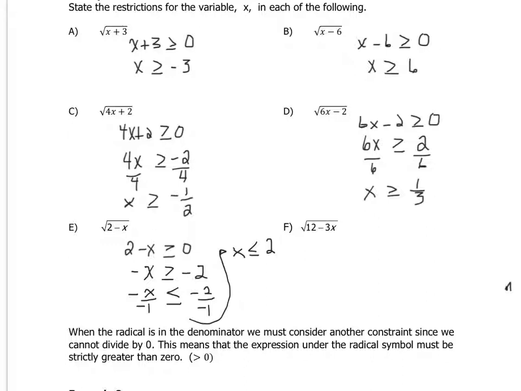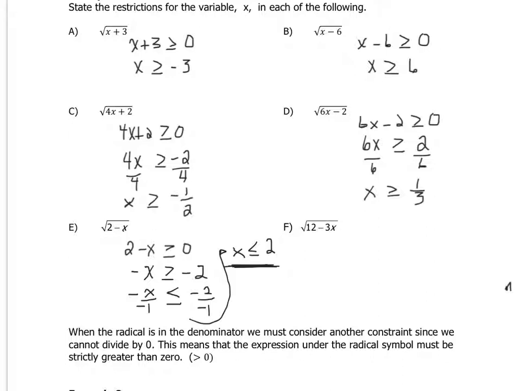And you can check to be sure that that's right by picking values less than or equal to 2 and plugging them back in here. If you say, for example, x is 2, 2 minus 2 is 0, you can find the square root of 0. Pick another number that's less than 2, like 1. 2 minus 1 is 1, which you can find the square root of. But if you pick something that was bigger than 2, like 3, you'd get 2 minus 3, which is a negative. So this does appear to be right.